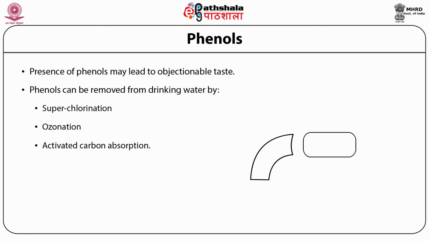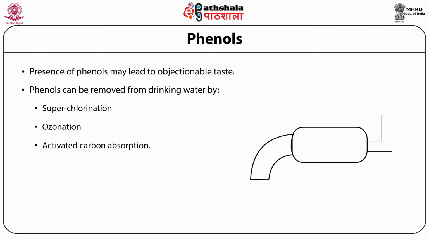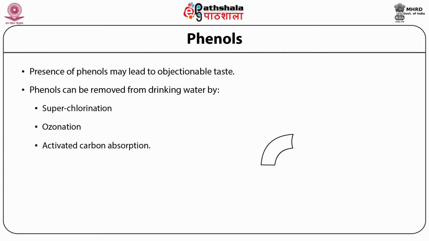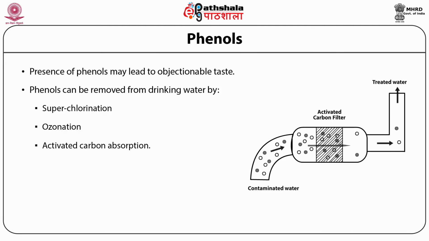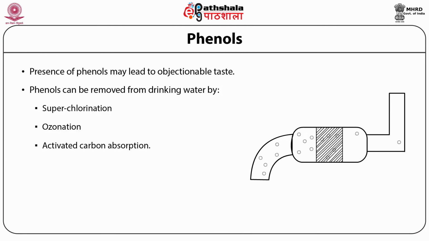Here in this picture we can see the activated carbon adsorption procedure, in which the contaminated water enters the chamber of activated carbon, which works as a filter and provides a large surface area. When the water passes through this activated carbon, all the impurities or particles like phenol and other metals are adsorbed at the surface of the activated carbon, and the treated water is passed out through the other end. So by this method we can remove phenol from drinking water.